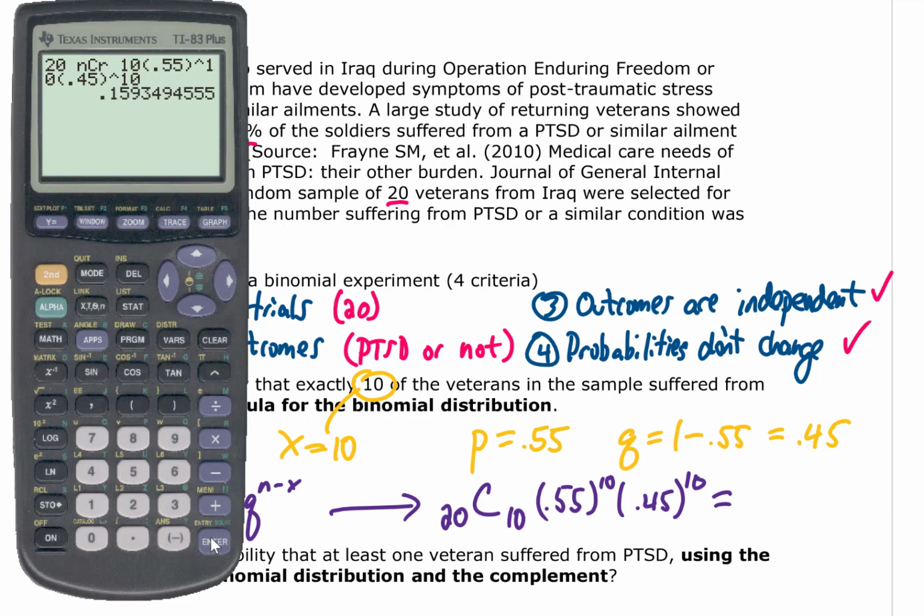Plugging all of that into our calculator is giving us 0.159, so about a 16% probability that out of these 20 selected veterans, 10 of them are suffering from PTSD. So that answers that question.